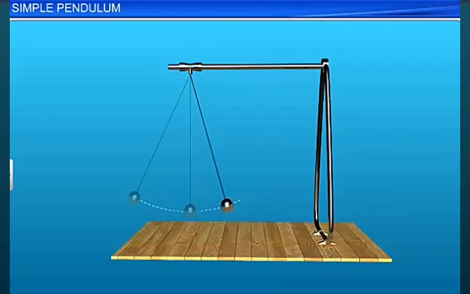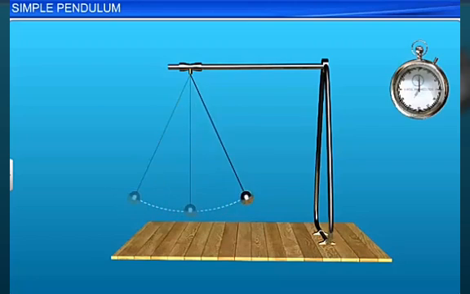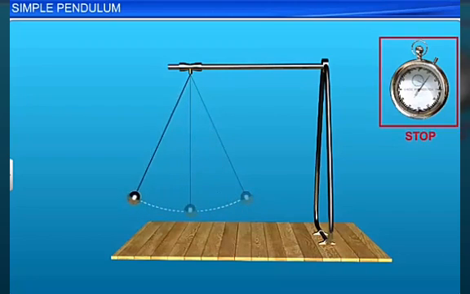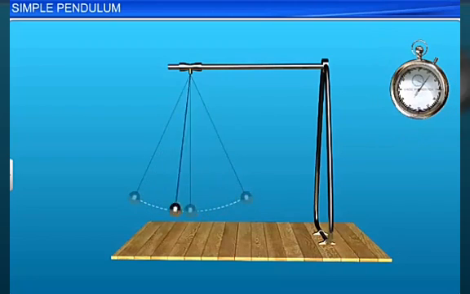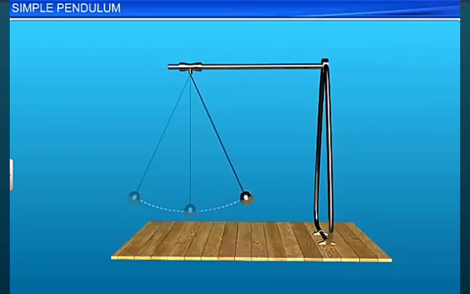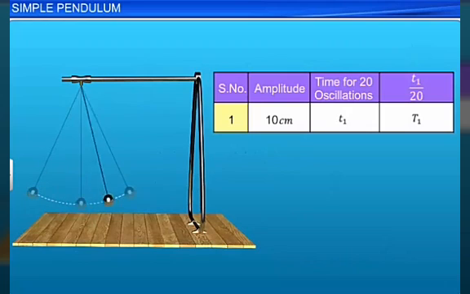When the bob is at one of the extreme positions, start the stopwatch. Count 20 oscillations and stop the stopwatch. Note the time taken for 20 oscillations. Calculate the time taken for one oscillation, which is the time period of oscillation. Tabulate the readings.